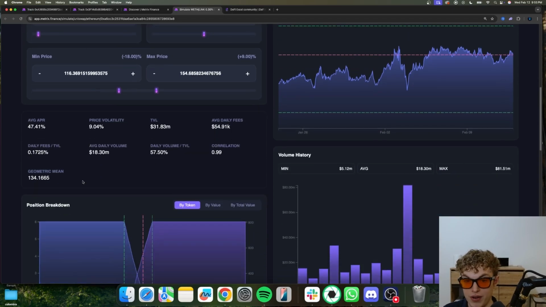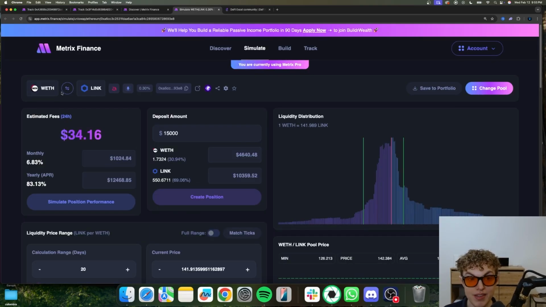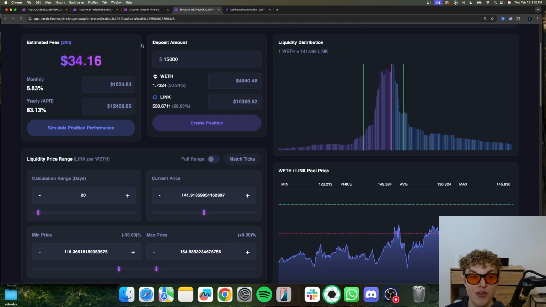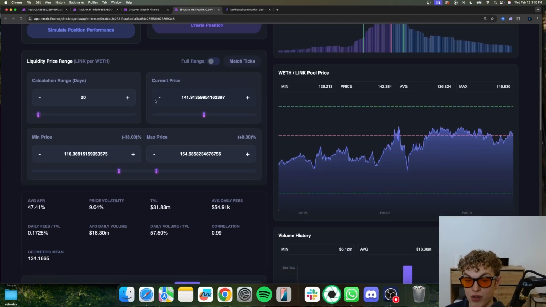So we can scroll down and see more information about the pool, such as correlation. Look at this. This pool is 99% correlated, meaning that Wrapped ETH to Link is showing 99% correlation. And without Metrics Pro, I would not be able to tell the correlation. As you saw on the Uniswap website, it did not show that. So that's just a really cool feature.